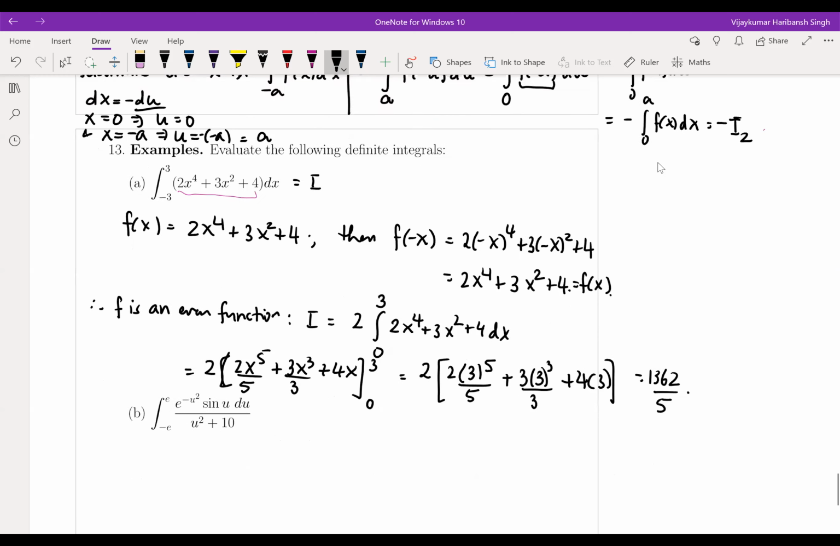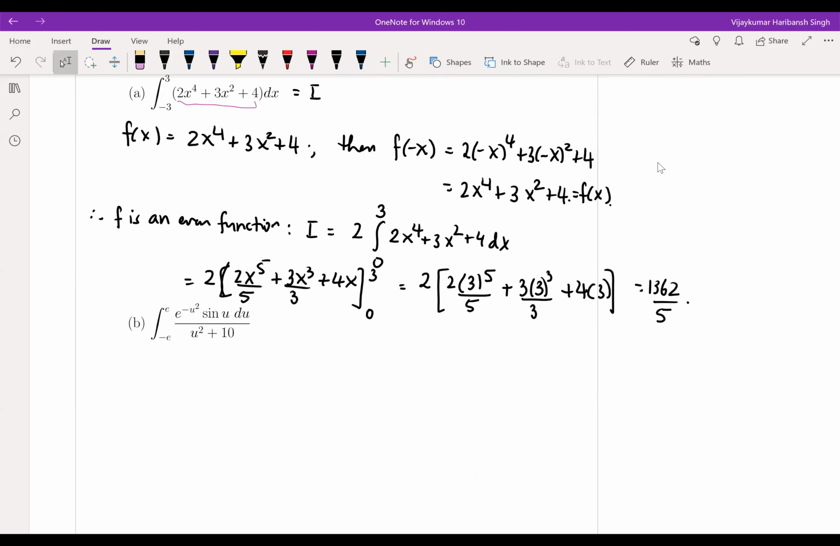Now what about the next problem? Again, whenever you see minus e to e or minus a to a, it's a good idea to investigate whether the function is odd or even, right? Now in this case we will break apart, so this is a combination of a few functions. So note that if you take an odd function times an odd function, it equals an even function.